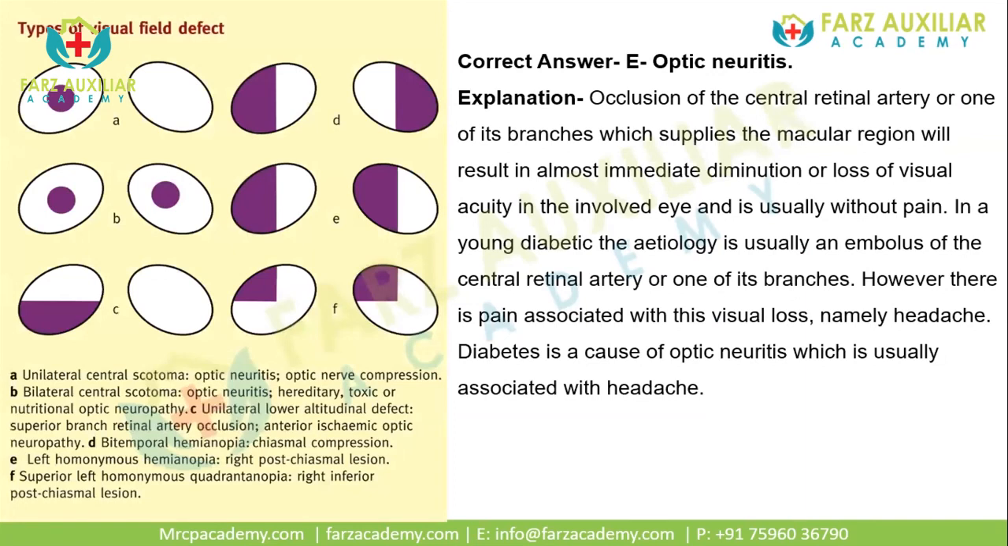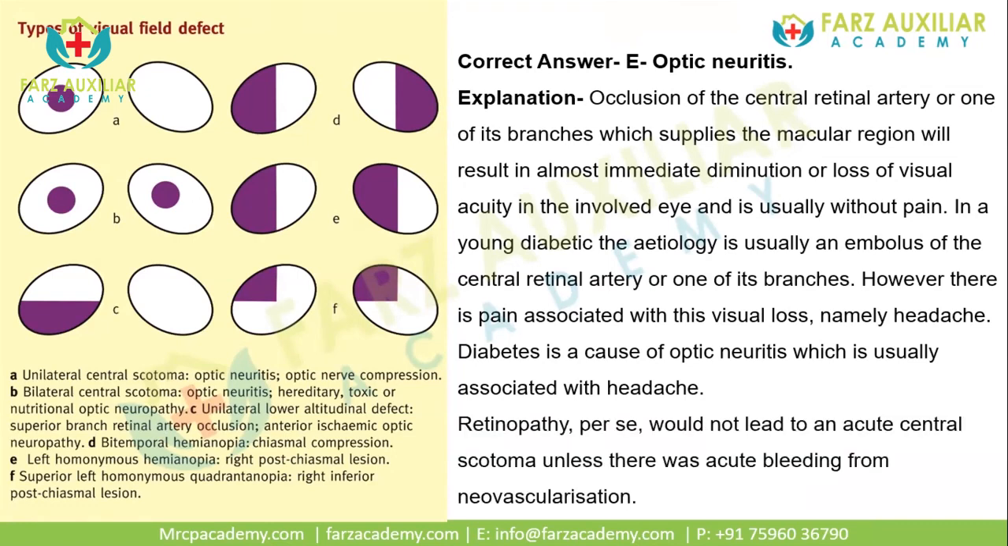Occlusion of the central retinal artery or one of the branches which supplies the macular region will result in almost immediate diminution or loss of visual acuity in the involved eye and is usually without pain. In a young diabetic, the etiology is usually an embolus of the central retinal artery or a branch. However, in this case, there is pain associated with the visual loss, namely headache. Diabetes is a cause of optic neuritis, which is usually associated with headache. Retinopathy per se will not lead to an acute central scotoma unless there was acute bleeding of new vessels.